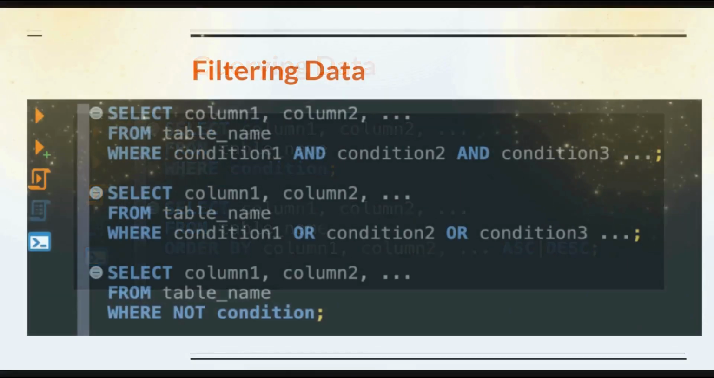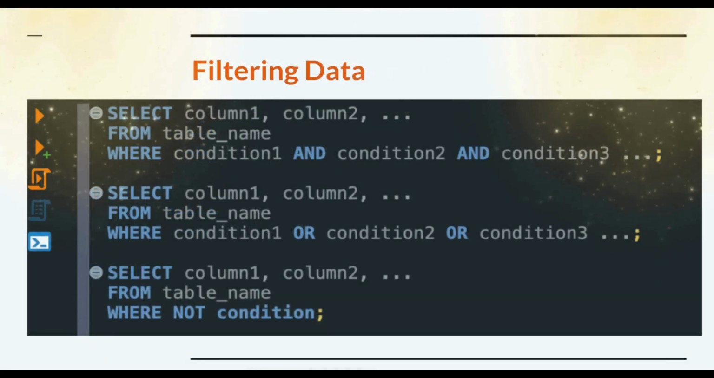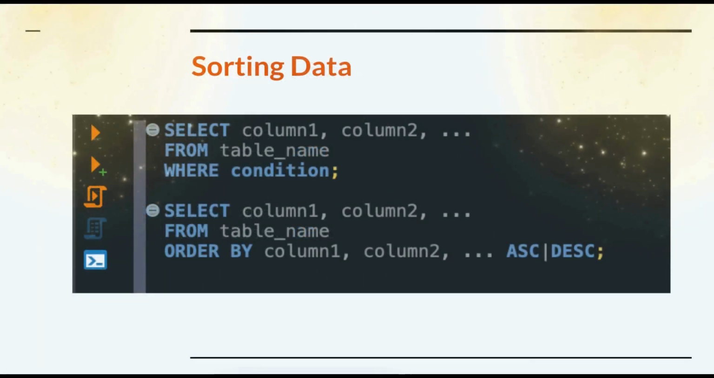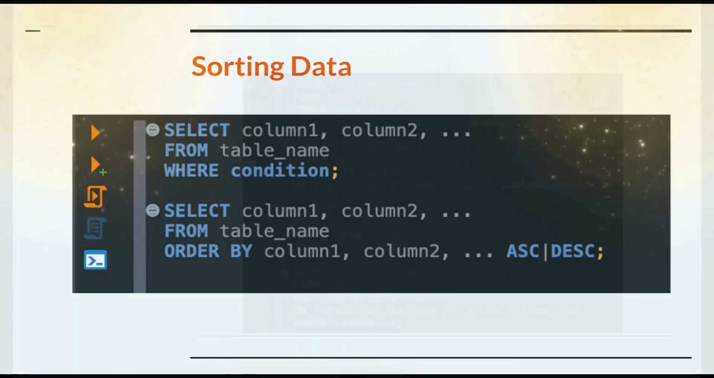Number 5. Filtering data. The where clause is used to filter rows based on specific conditions. Logical operators and, or, not, and comparison operators equal, greater than, less than are used in conditions. Number 6. Sorting data. The order by clause sorts query results based on specific columns in ascending or descending order.